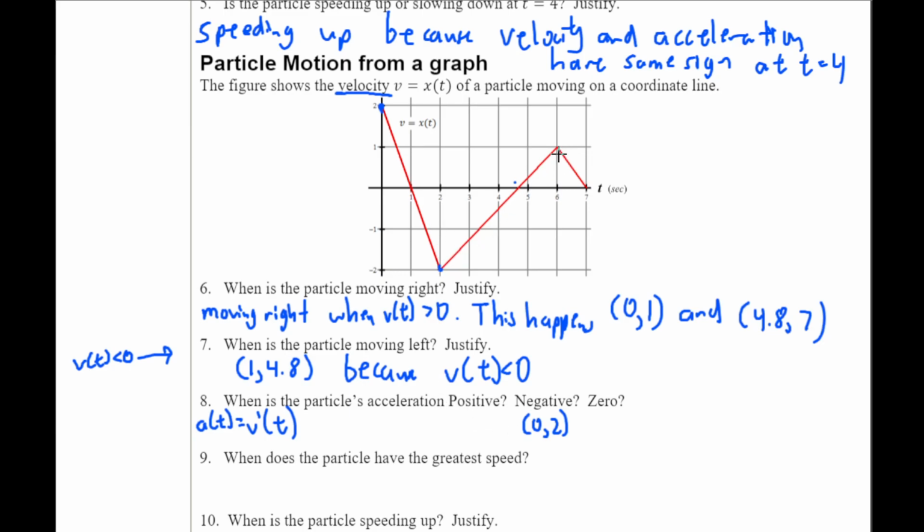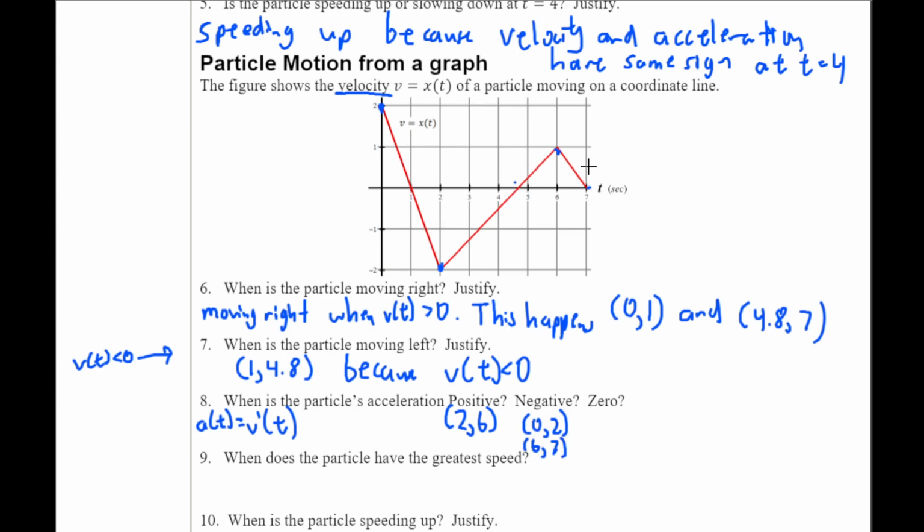From 2 to 6, you see the velocity function, the graph here is positive. Velocity is increasing. The slope of this tangent line is positive, so therefore from 2 to 6, acceleration will be positive. Velocity is increasing here, so the acceleration or the slope is positive. And then from 6 to 7, velocity is decreasing again, so acceleration is negative.